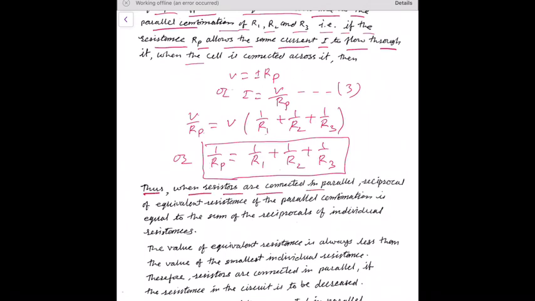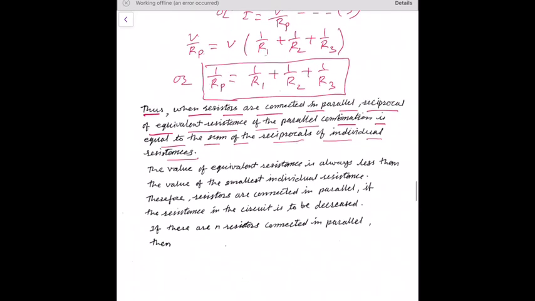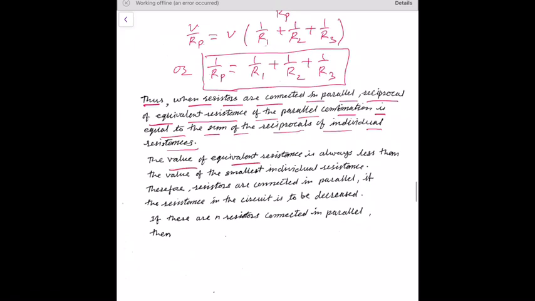Thus, when resistors are connected in parallel, the reciprocal of the equivalent resistance of the parallel combination is equal to the sum of the reciprocals of individual resistances. The value of the equivalent resistance is always less than the value of the smallest individual resistance. Therefore, resistors are connected in parallel if the resistance in the circuit is to be decreased.